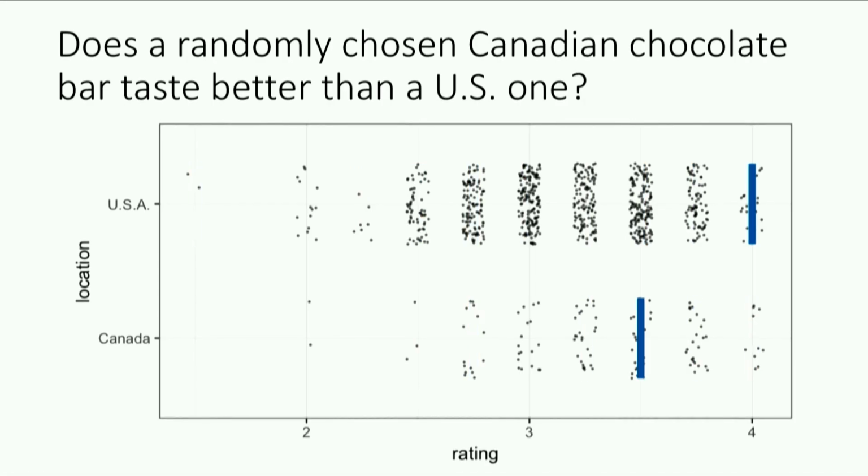We just take one US chocolate bar, one Canadian chocolate bar, and we say, which one is better? So the blue lines that are jumping there, those are the two bars, right? You go in the store, you buy two bars, and then you go, which of the two is better? And as you can see, it's sort of even.